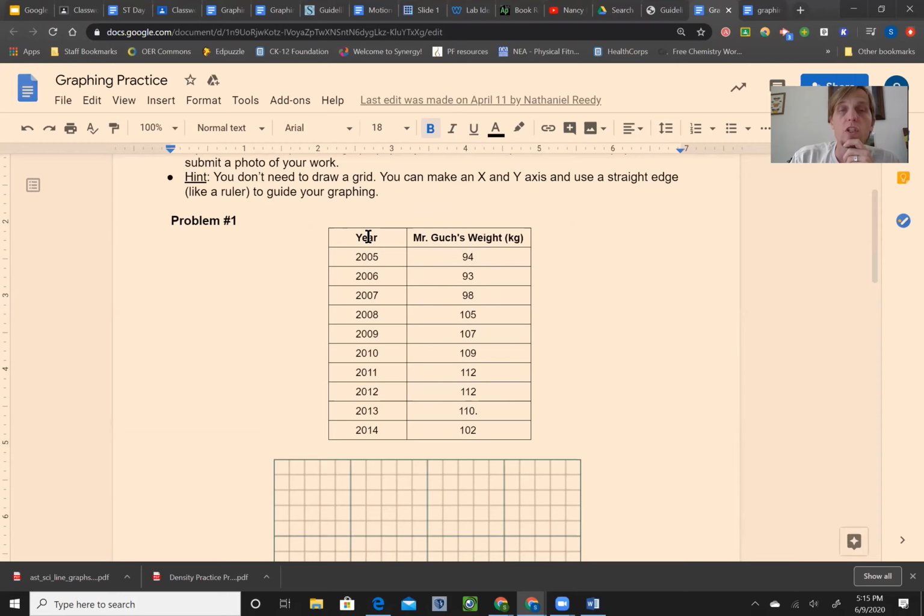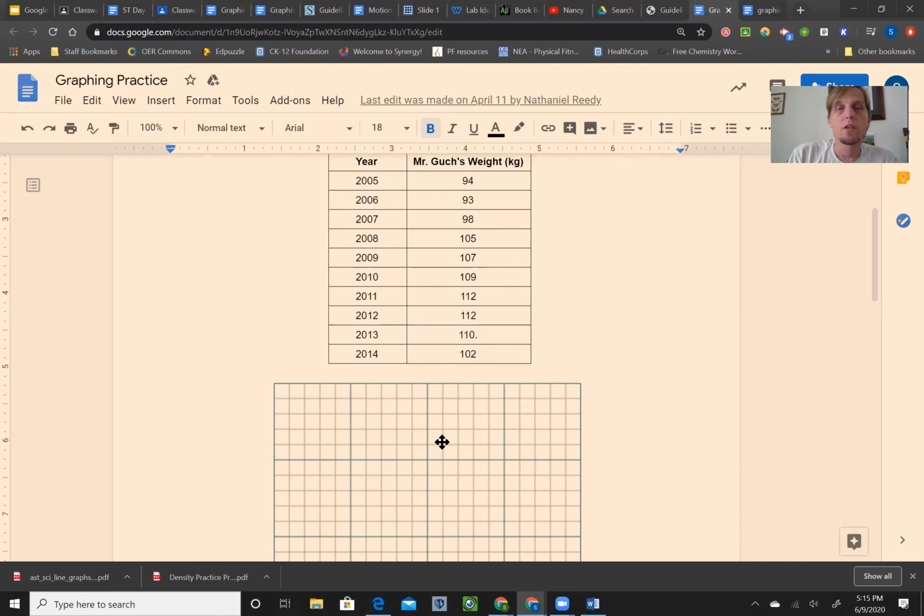All right. So the year is going to be the independent variable. That's when we're choosing to measure Mr. Gooch's weight. And the weight depends on the year. So this over here is going to be the dependent variable. So do you remember DRY MIX? D is dependent, R is responding, Y, the y-axis. So that's the y-axis.